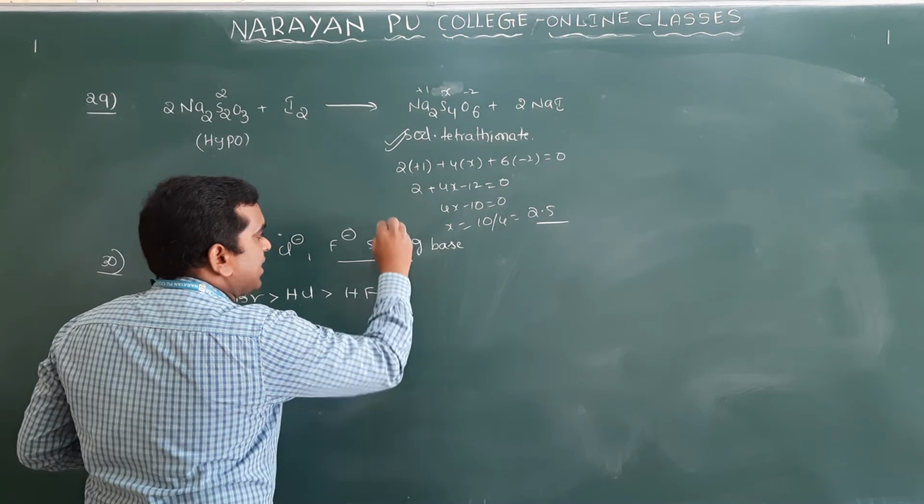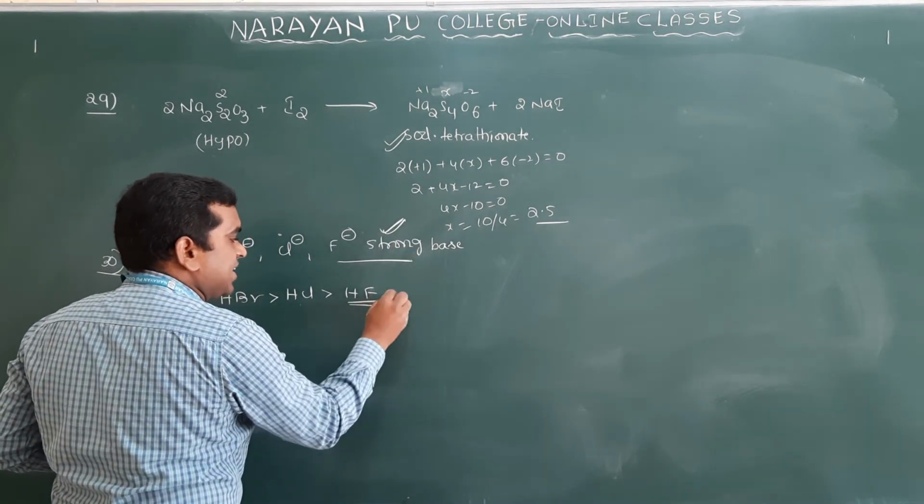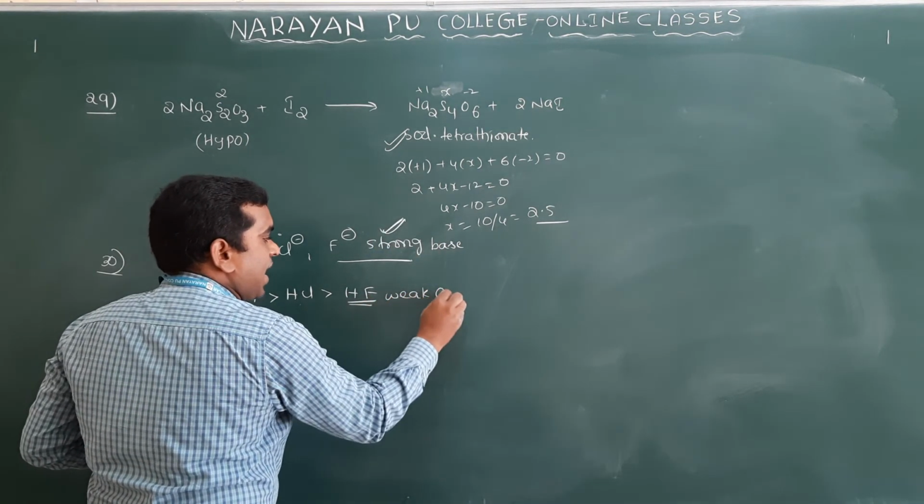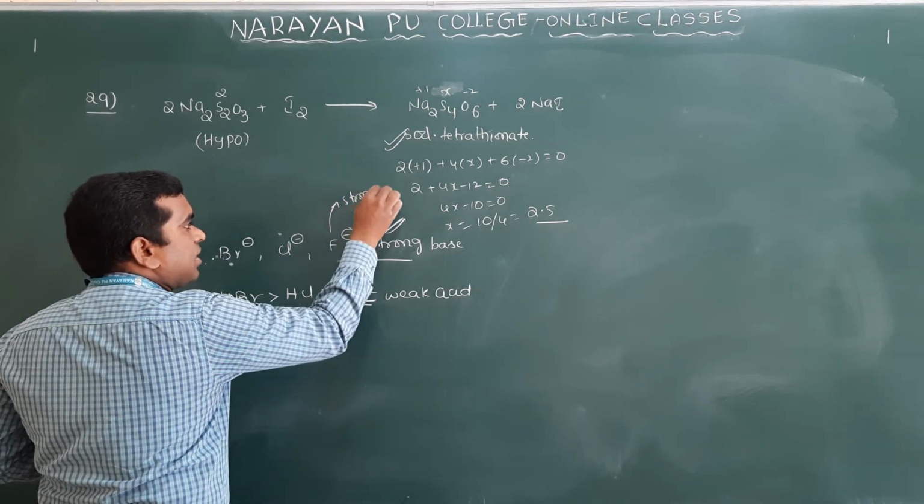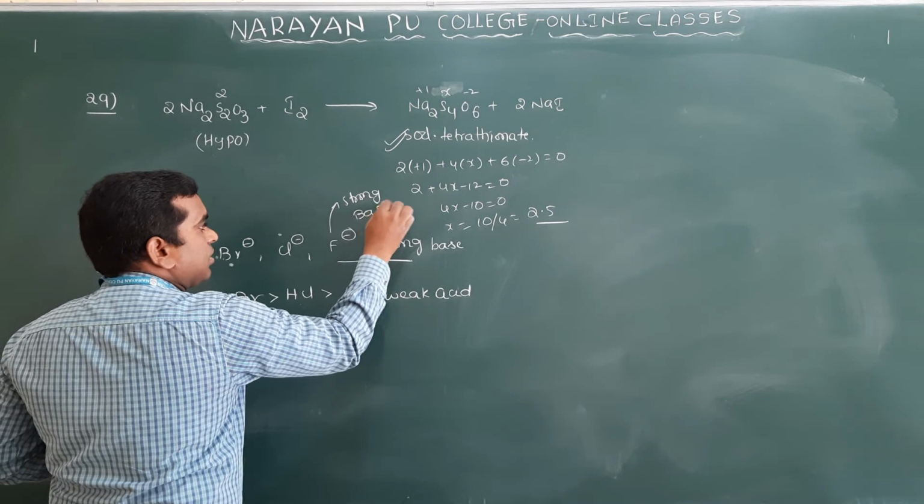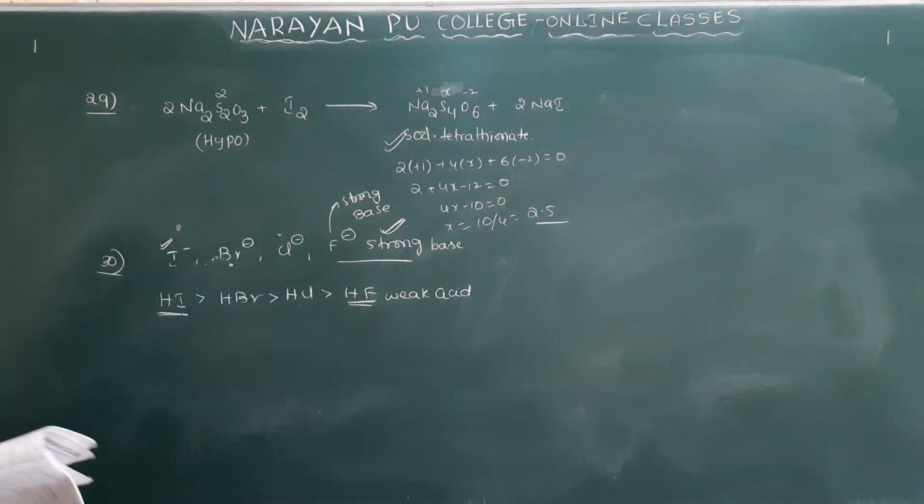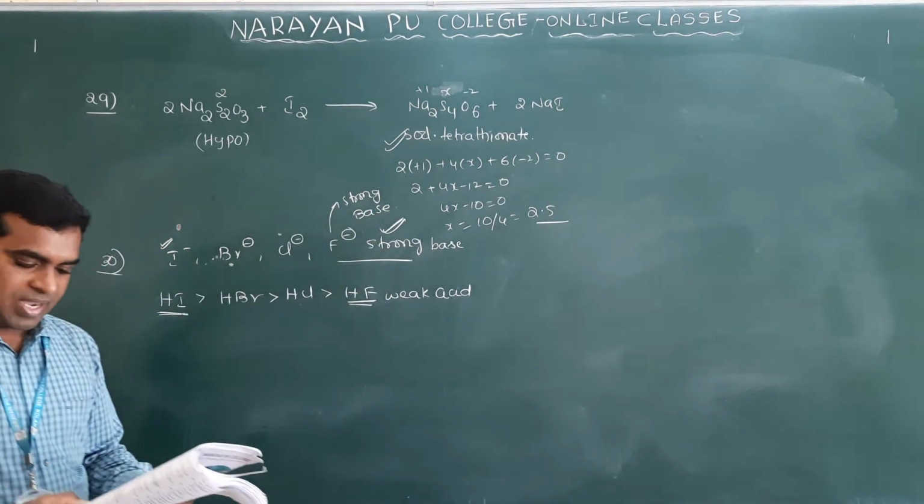So that's why it is the most basic. It is a weak acid. Its conjugate base is a strong base. Clear? It is a strong base. That is the answer. So option 4 is the correct one.